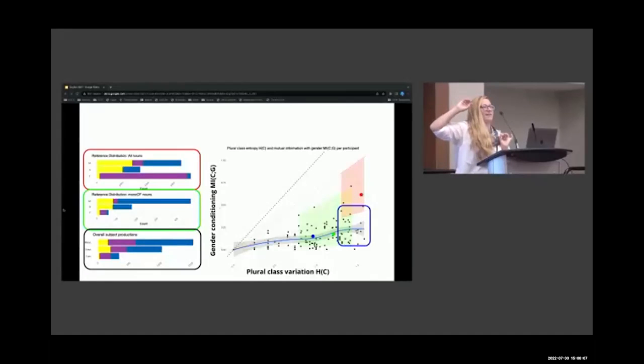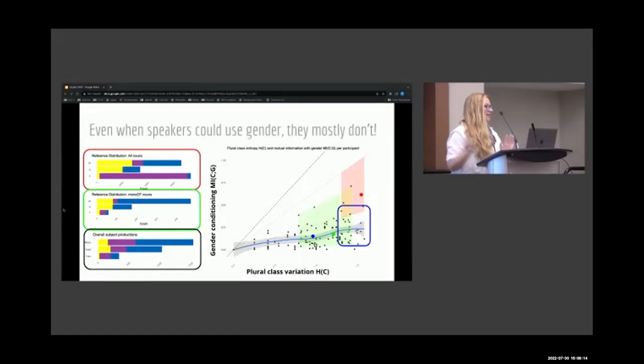So even when on one dimension they're more similar to what we'd see in the lexicon as a whole, they're still not using gender as much as they could. Nowhere near as much as, say, a neural network would like them to. So this is pretty much the main takeaway.